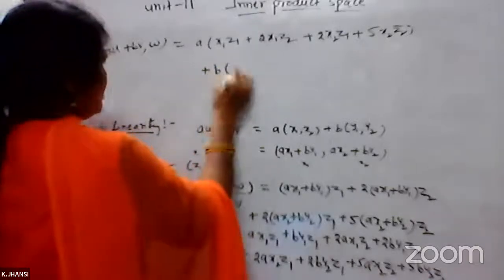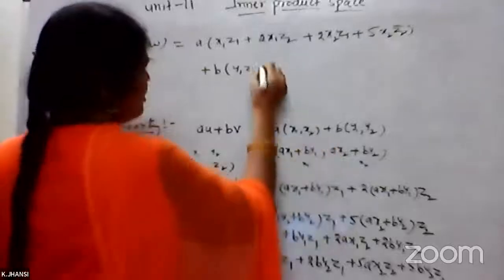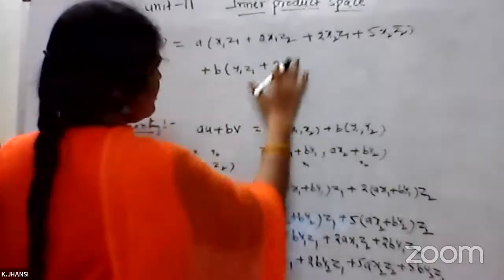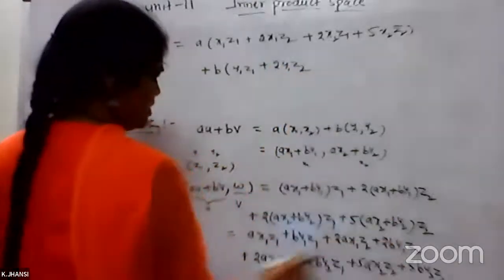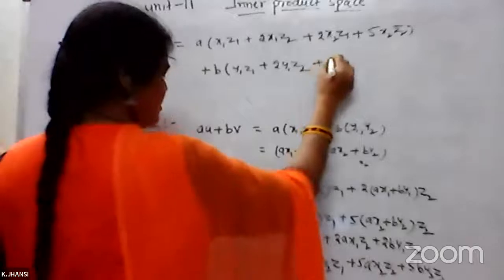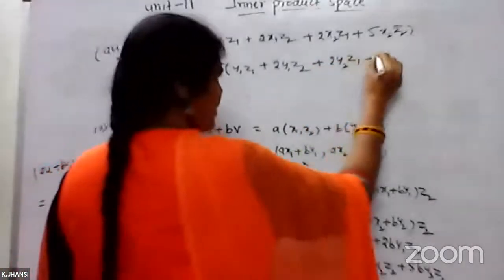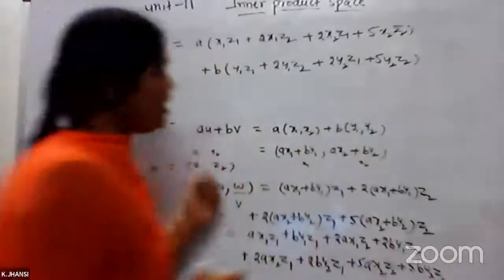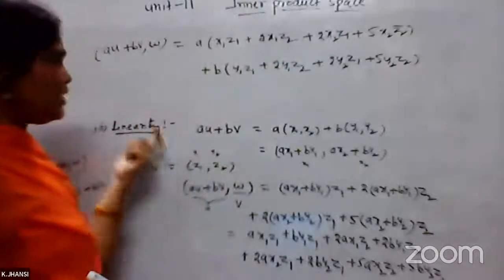Similarly, if you take out b common, you will get y1 z1 plus 2b times y1 z2, next b times 2 y2 z1 plus 5 y2 z2. Okay, so now whatever these relations are, we substitute them in the given relation.